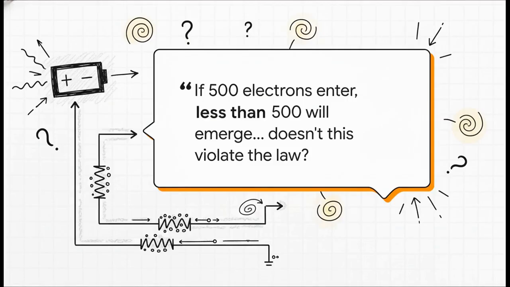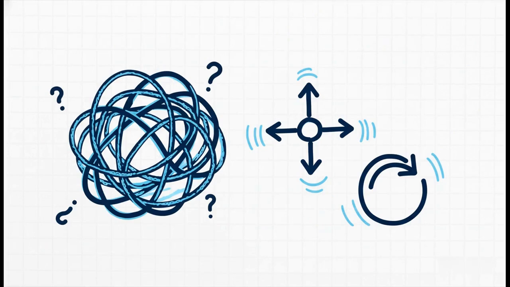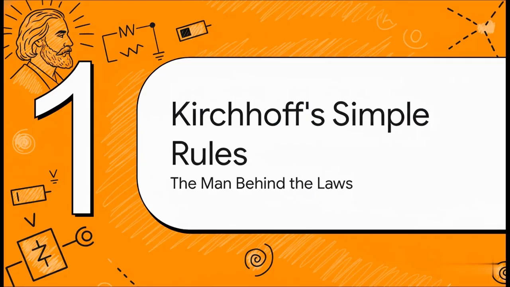Or what about energy? If a battery gives a bigger push than the circuit seems to need, where does that extra juice go? It can feel like these simple rules are starting to fall apart. But here's the thing. The laws themselves, they don't actually break. The solution to this whole puzzle comes from a couple of beautifully simple rules that were figured out way back in the 1840s. And these rules, which are the absolute bedrock of analyzing circuits, they came from the mind of a German physicist named Gustav Kirchhoff.